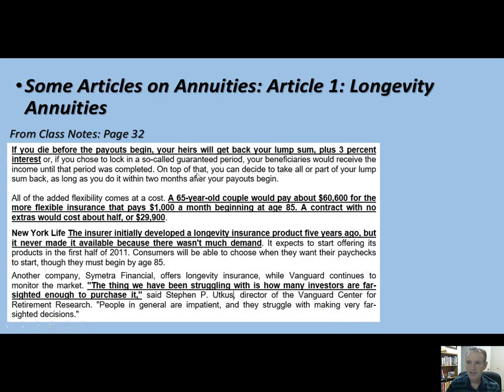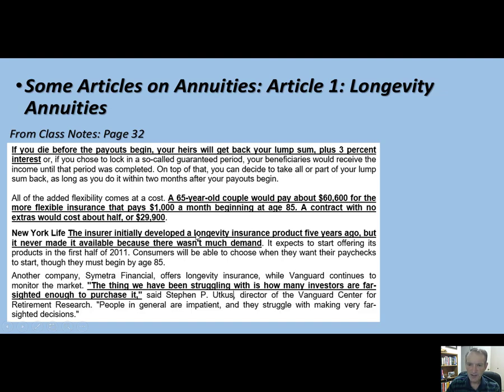If you die too early, your heirs might get some money back, but that's a terrible way to do it. So look how much higher the premium is, $60,000 if you want that kind of protection. This is for a couple, $60,000 versus $30,000 if you want that kind of protection. This is how much you have to pay to get that $1,000 a month starting at age 85.